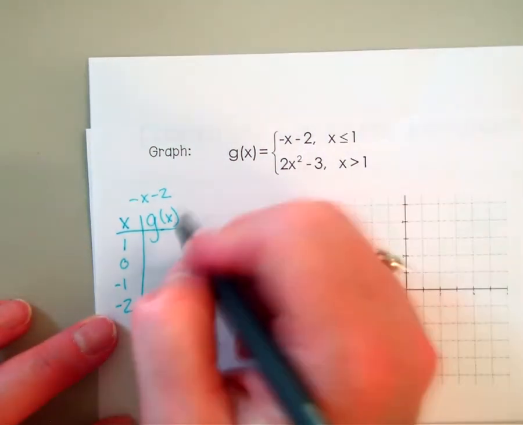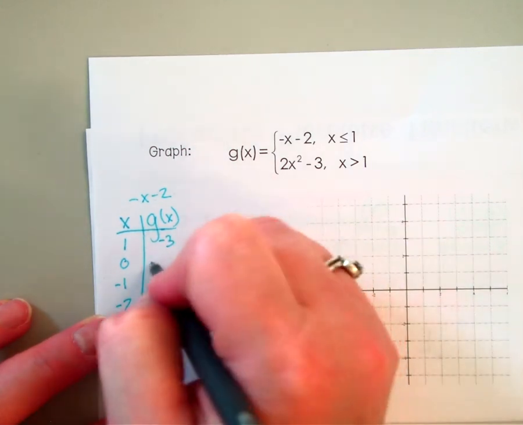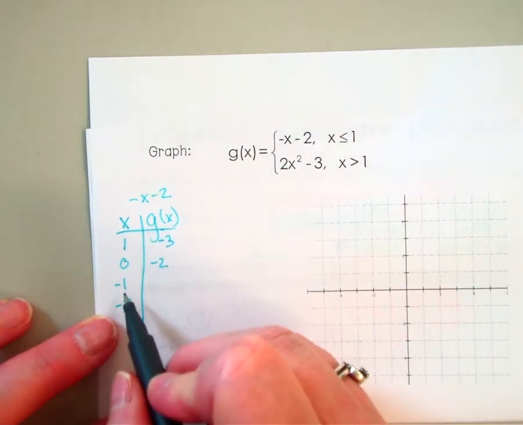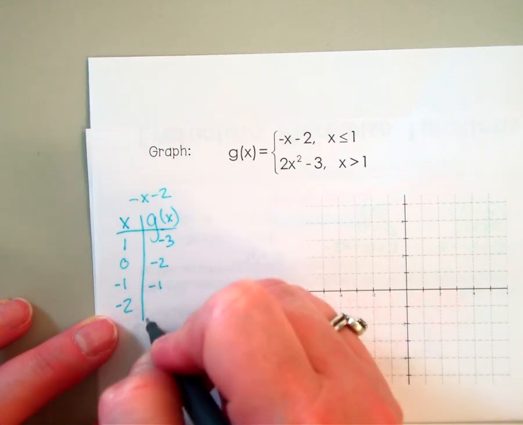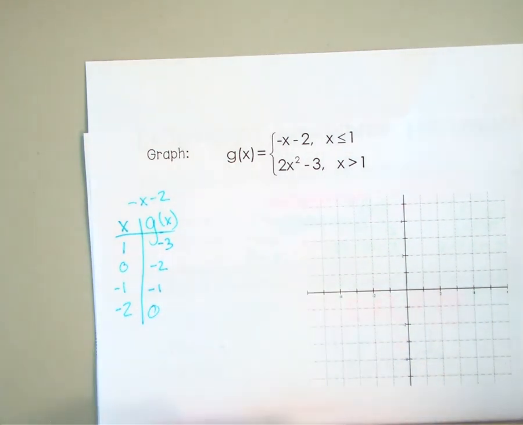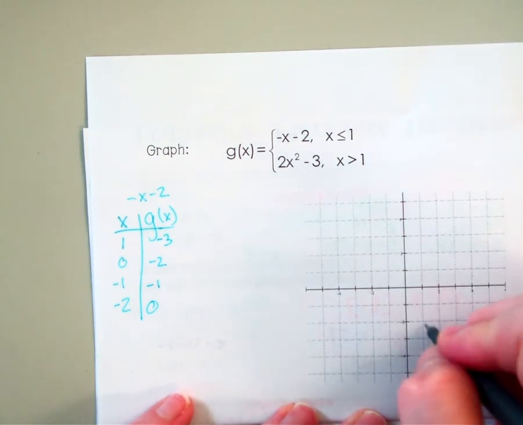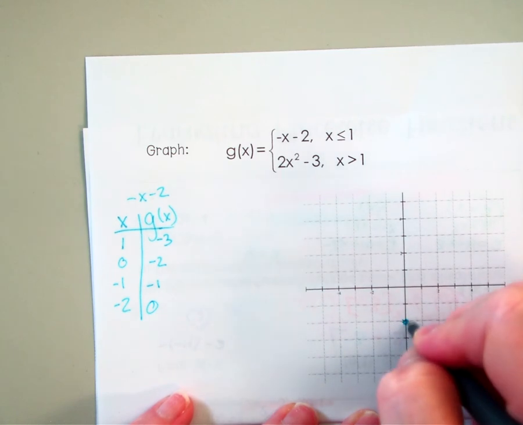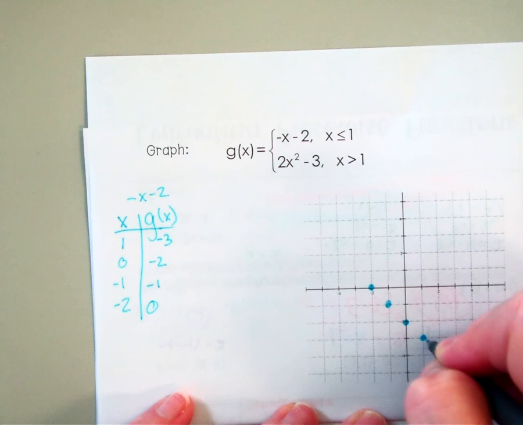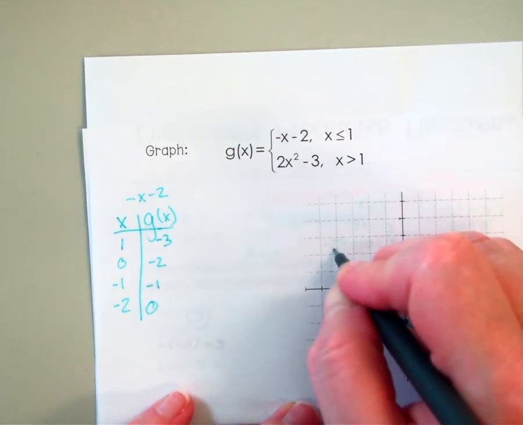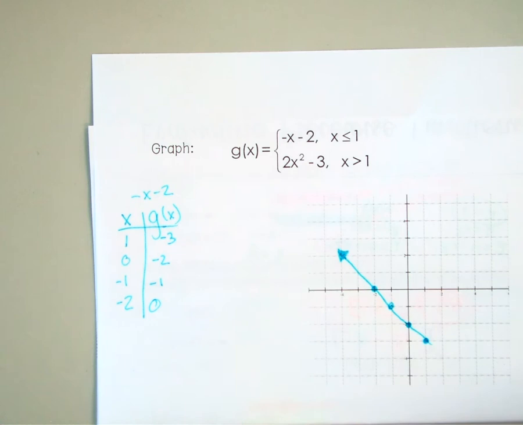Now you're welcome to use your calculator to help you make your table, or you can practice some mental math. So that's going to give me negative 1 minus 2, so that's negative 3. 0 minus 2, negative 2. Negative 1, so that's going to be 1 minus 2 is negative 1, and then 0. So I'm going to plot these points. All of these points are going to be closed circles. And I am going to put an arrow on the left side because that will keep going because it's supposed to be everything less than or equal to 1. I just used these 4 points to help me get started, but it is going to keep going over there on the left side. So I'm going to put an arrow.